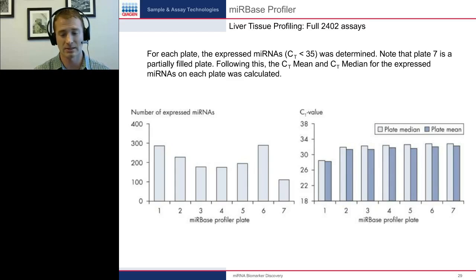Also note, plate 7 is actually a partially filled plate. And on the right, we have the plate median and plate mean for each of the particular plates. And beyond plate 1, which, giving them their due, are the original tried and true microRNAs, plates 2 through 7 all have approximately the same mean and median. So when you move beyond the original microRNAs, take great notice of these, because they may be waiting to be discovered for the next great biomarker discovery.